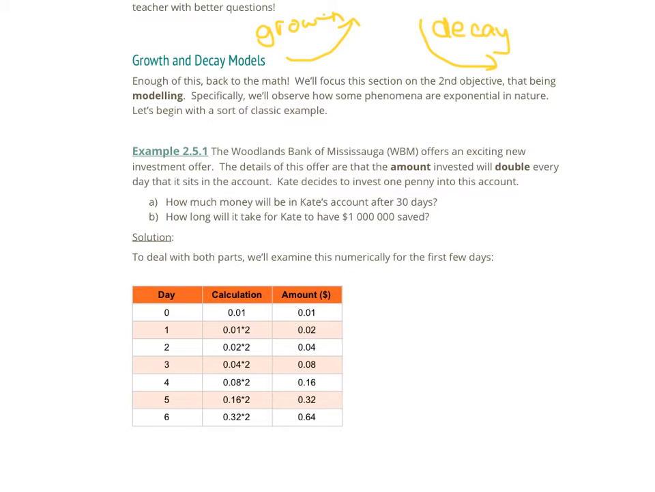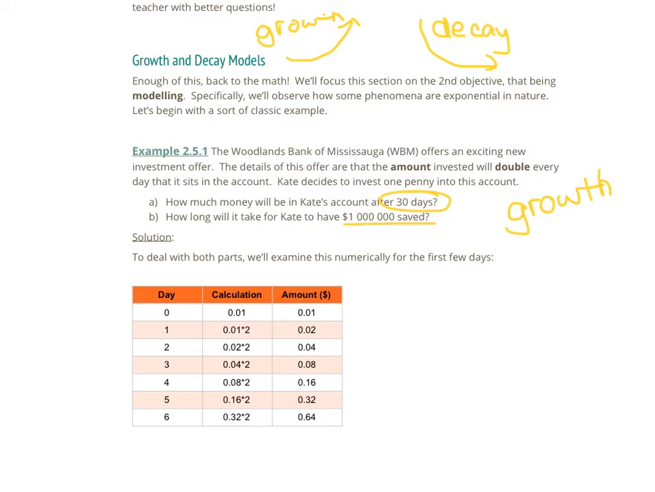So the Woodlands Bank of Mississauga offers an exciting new investment offer. The details of this offer are the amount invested will double every day that it sits in the account. Kate decides to invest 1 penny into this account, okay? So first of all, you have to identify, is this a growth or a decay model, you guys think? It's going to be growth, yeah. Okay. So what they would like to know is how much money will be in Kate's account after 30 days, okay? Or then how long will it take for Kate to have saved $1 million, okay?